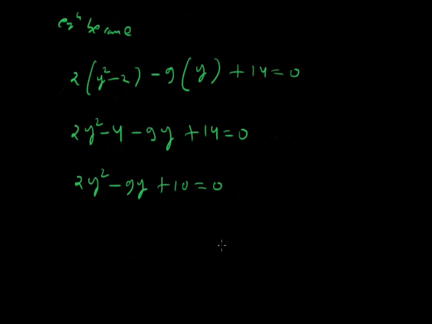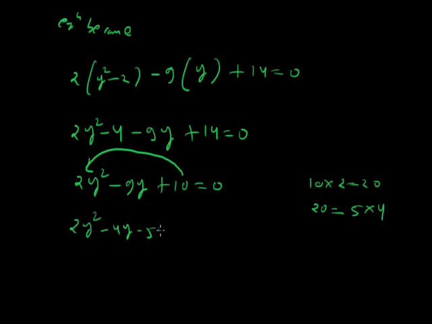So how can we factorize this? We have to multiply 10 with the coefficient of y square, that is 10 into 2, 20. And we have to break 20 into 2 factors by which we get 9. So 20 can be broken as 5 into 4 because 5 plus 4 is 9. So 2y square minus 4y minus 5y plus 10 equals 0.